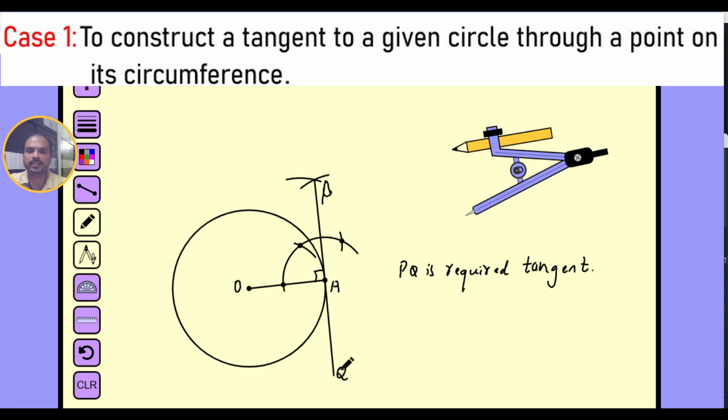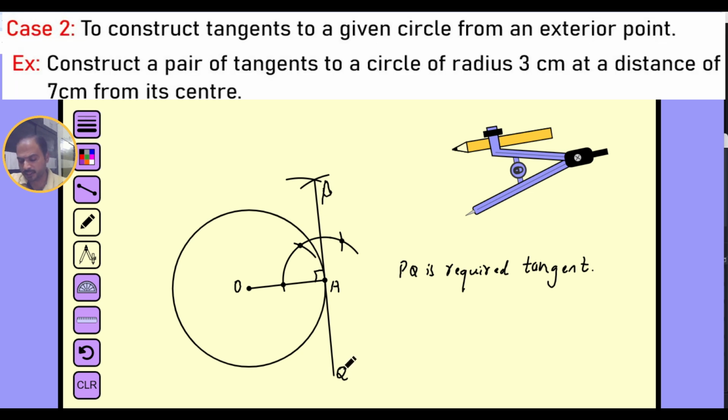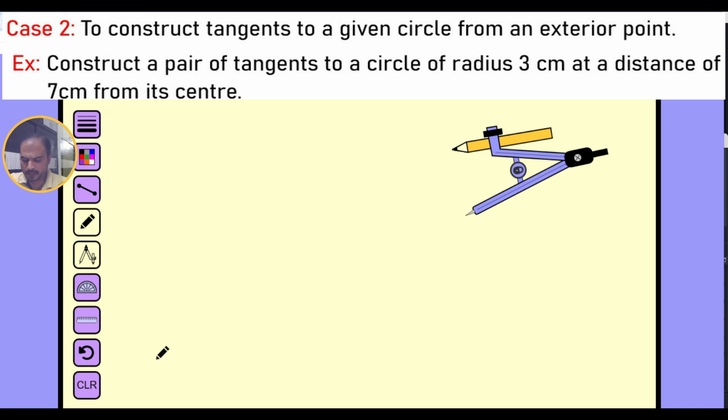Now let us go ahead with case 2. What does case 2 actually say? Case 2 says to construct tangents to a given circle from an exterior point. You are going to construct a pair of tangents to the given circle from an exterior point. You can see the example on your screen.